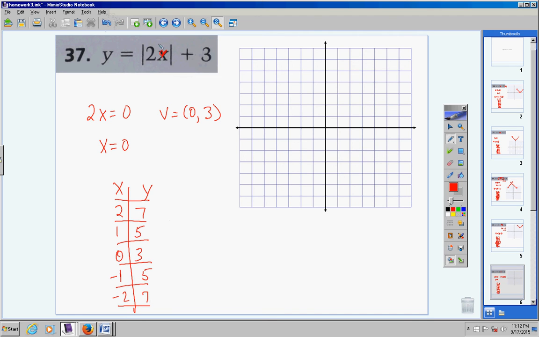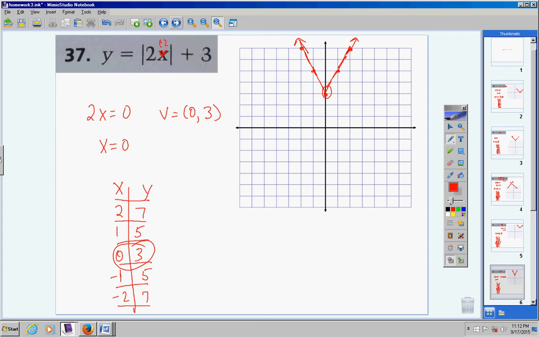And then lastly, we will get a 7 here. Put a negative 2 in. 2 times negative 2 is negative 4, so the absolute value of negative 4, plus 3. The absolute value of negative 4 is 4. 4 plus 3 is 7. And so this point right here would be 7. So 0, 3 is the vertex. Over 2, up 7. Over 1, up 5. Negative 1, 5. Negative 2, 7. So this is one of the skinnier types of V's, but nonetheless it's still a V, and it fits perfectly. There's my vertex right there, which is this right here.